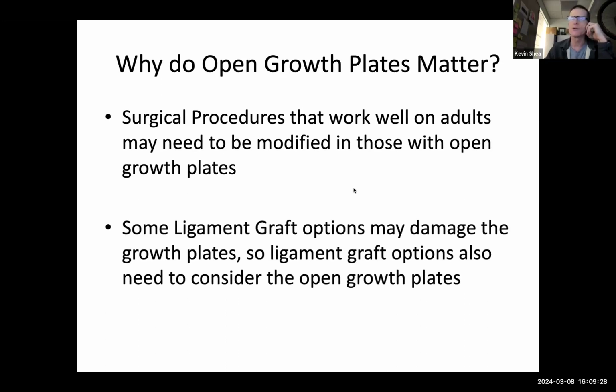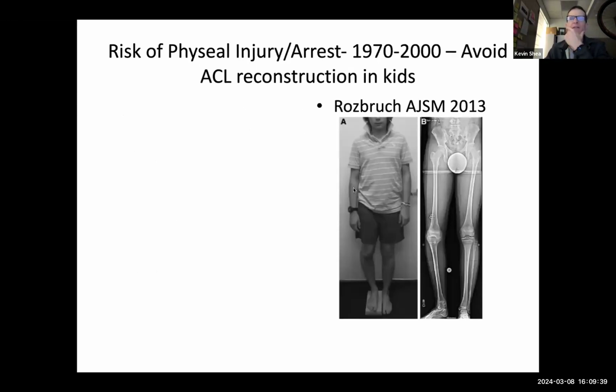And it's not just the surgical technique, it's also what type of graft we choose. There are different graft choices. There's at least 3 or 4 different graft choices to think about. And some of these are better for growth plates than others. So lots of things to think about.